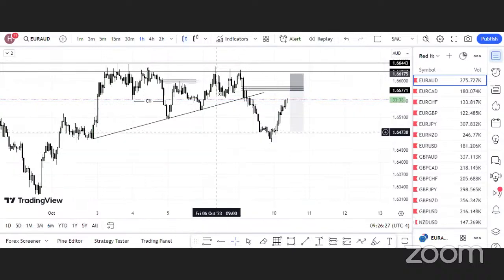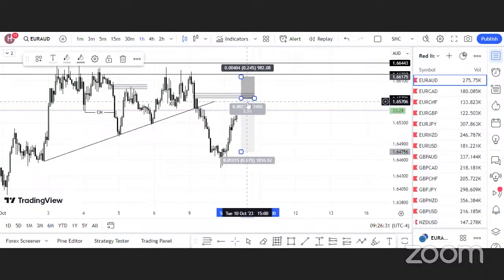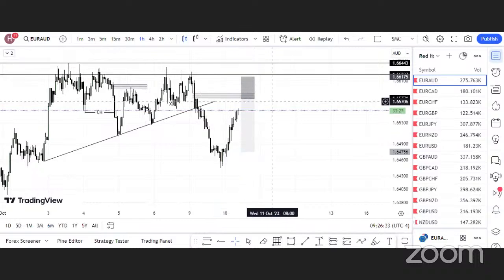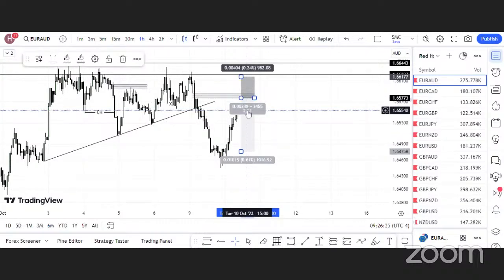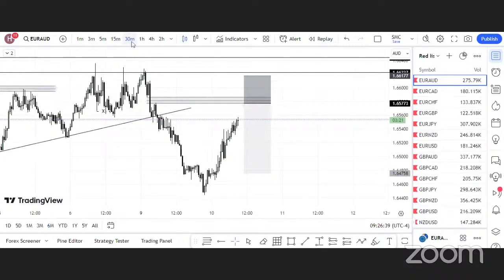So, guys, this is a very good trade. Okay, I've made this analysis earlier, not quite long ago, and this is my view on this. Okay, here's my view on Euro AUD.